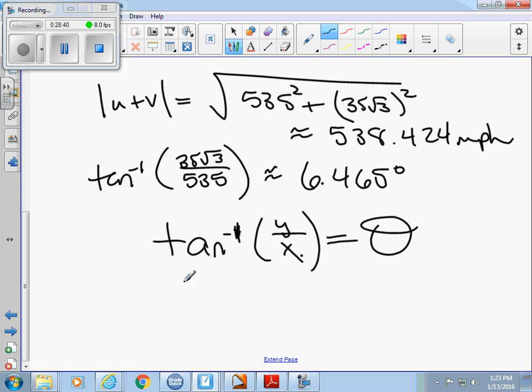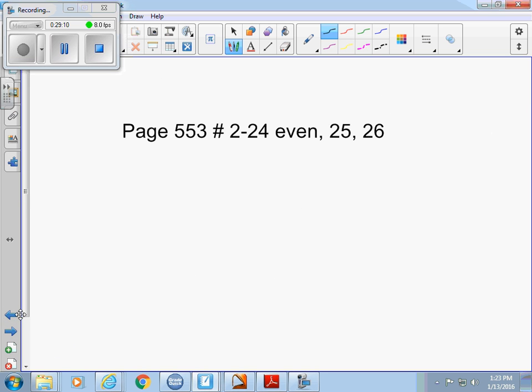Be careful. This gives you quadrant 1 and 4 answers. So if you need it to be in quadrant 2, what would you do? You could. Good, 180 minus the angle, right? If you need to be in quadrant 3, you do 180 plus the angle. If it's in quadrant 1 and 4, it'll already be there. This is your homework.